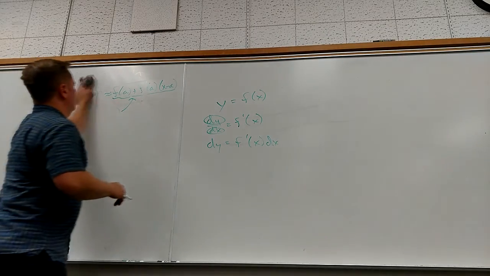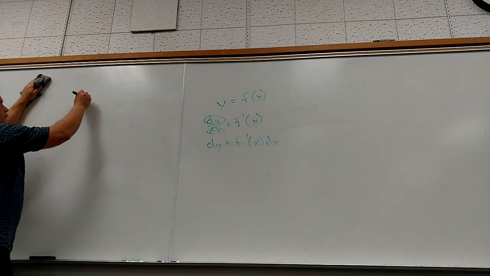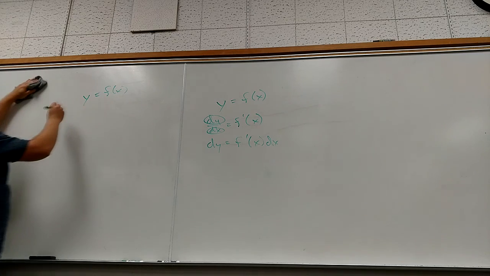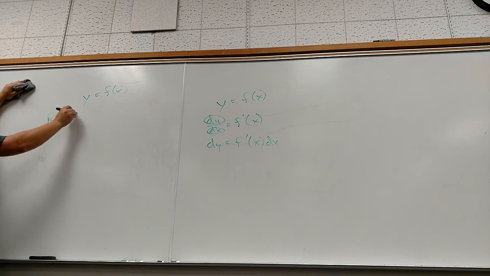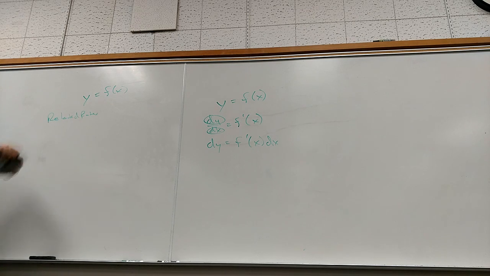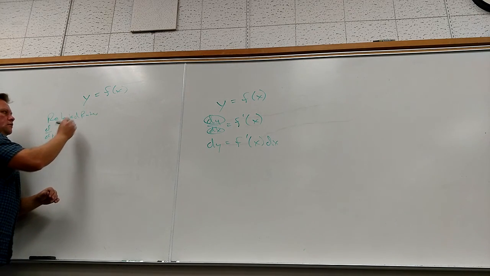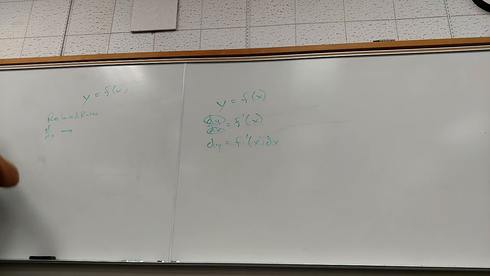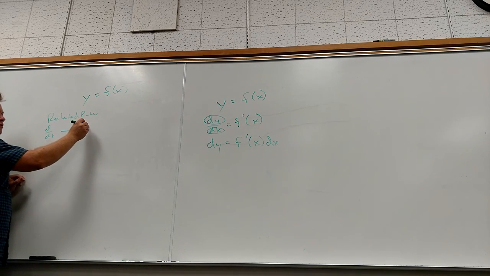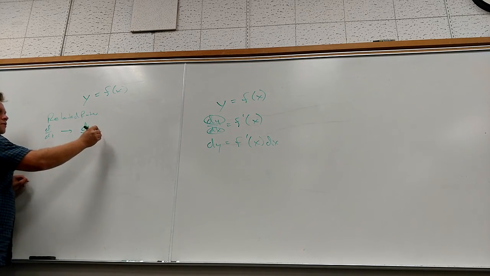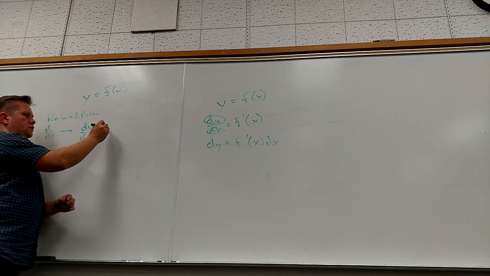What I like about this is, now watch. I have y equals f of x, and it's like a related rates problem. So I take d by dt of both sides. What would I get? Just like a related rates problem, I'm going to take the derivative with respect to t on both sides. dy over dt equals f prime of x. Okay, I like it.